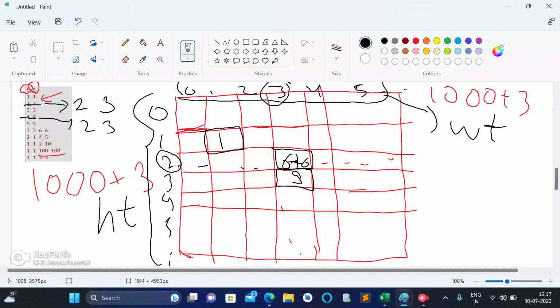Let me clear out some space. I will add 6 again, so it will become 6 plus 6. In this way, I will fill the whole grid. Okay, now after traversing all the rectangles, I will easily be able to fill the whole of the grid.